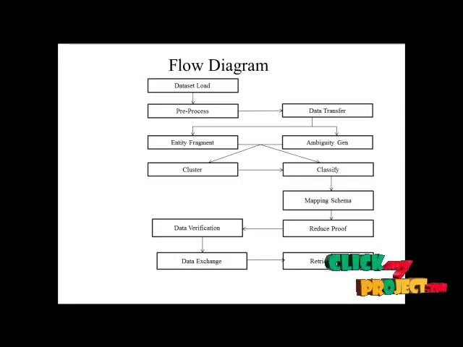For fragmentation, based on the student records, we will fragment or split the data based on the student roll number, name, department, and so on. The same applies to ambiguity generation. Next we come to the cluster. Here we will cluster our records based on different attributes. Again we come to the classify, and the classified records are processed and then go to the mapping schema.